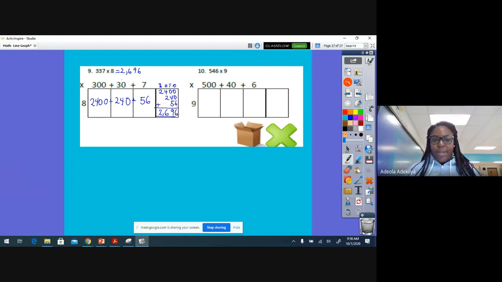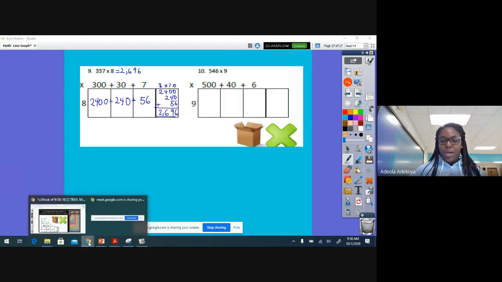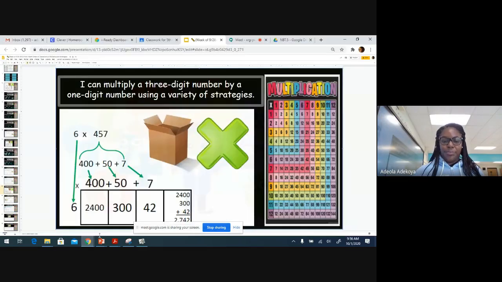So the box method helps me break down that multiplication problem into a simpler form, and it's a strategy for multiplying. So let's go ahead to the next problem, which is a 3-digit by a 1-digit. Remember, we're working our way upwards, and it's okay for us to toggle back and forth and use our multiplication table.